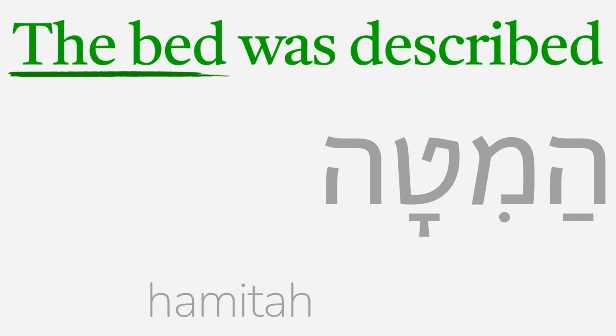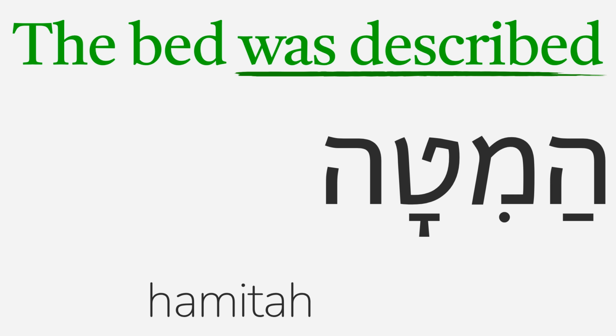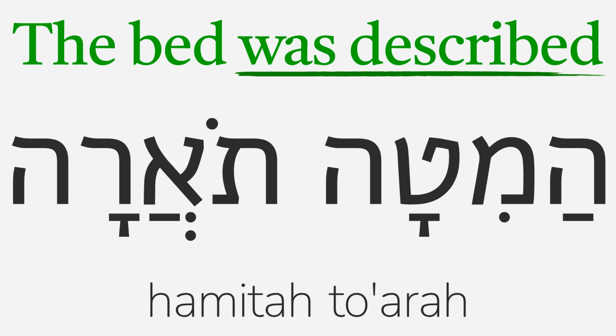We can use this verb to say, the bed was described. The bed is hamita, a feminine noun, which means that the past tense verb was described must be in the hi form of the past tense. To'ara. Hamita to'ara. The bed was described.